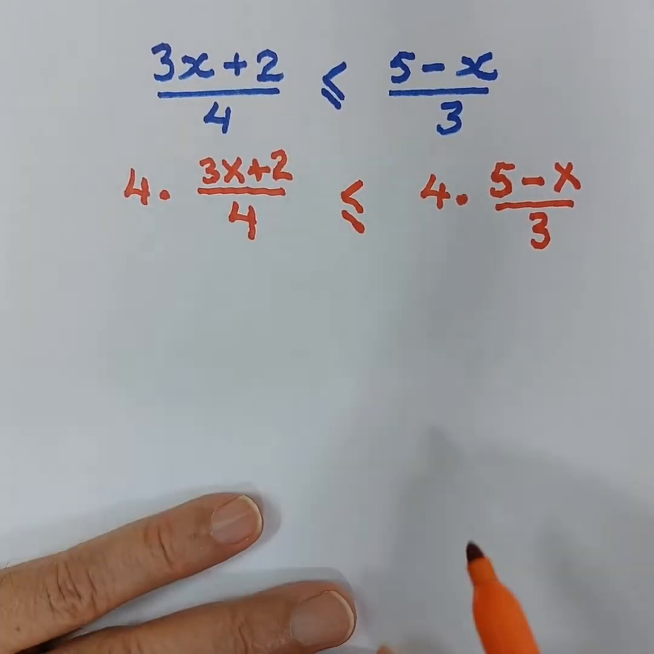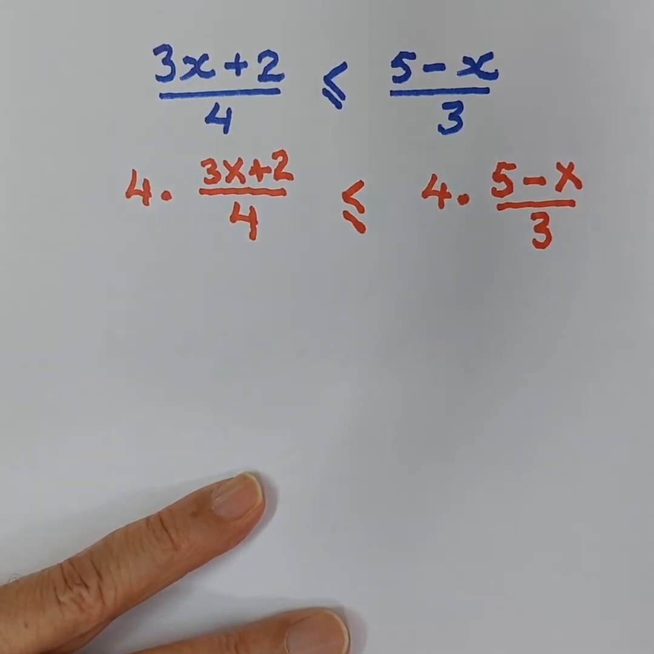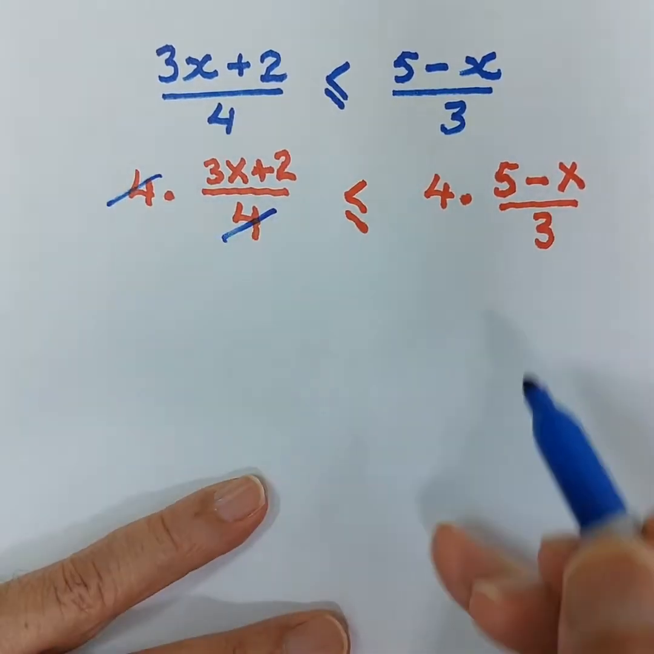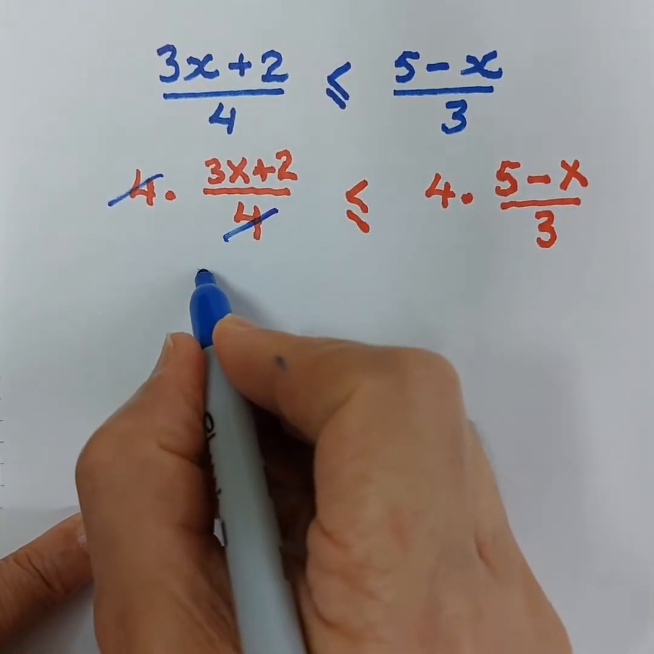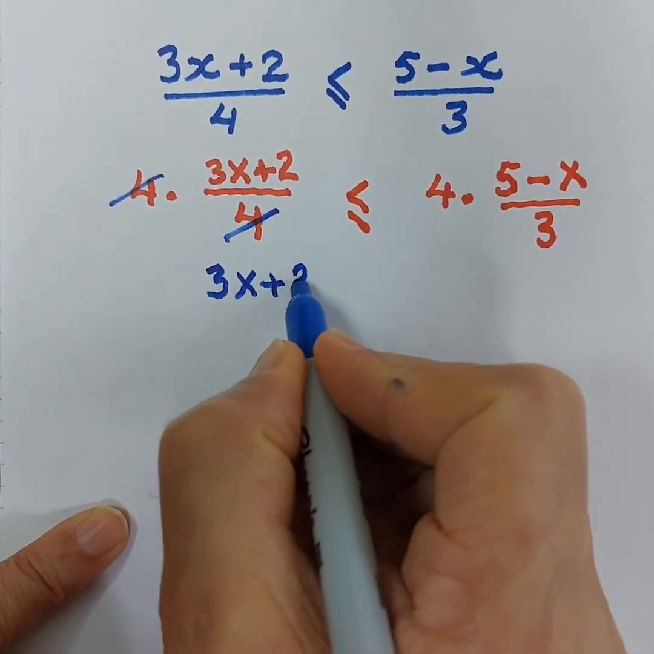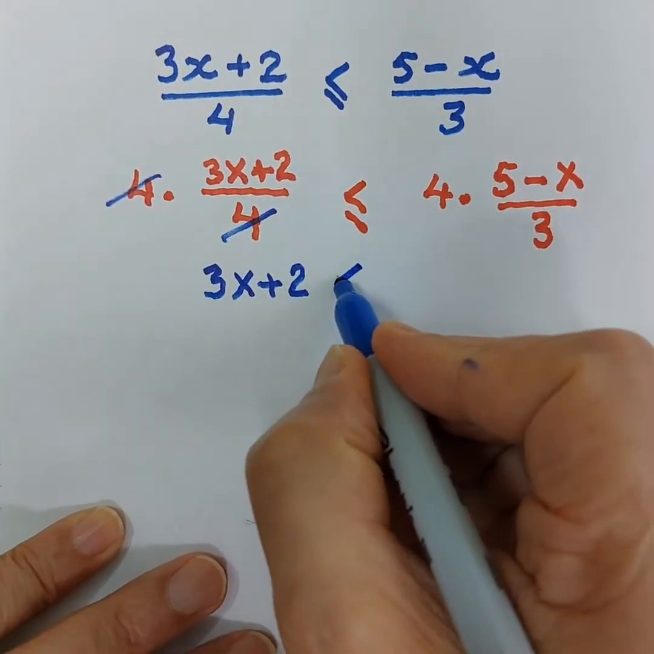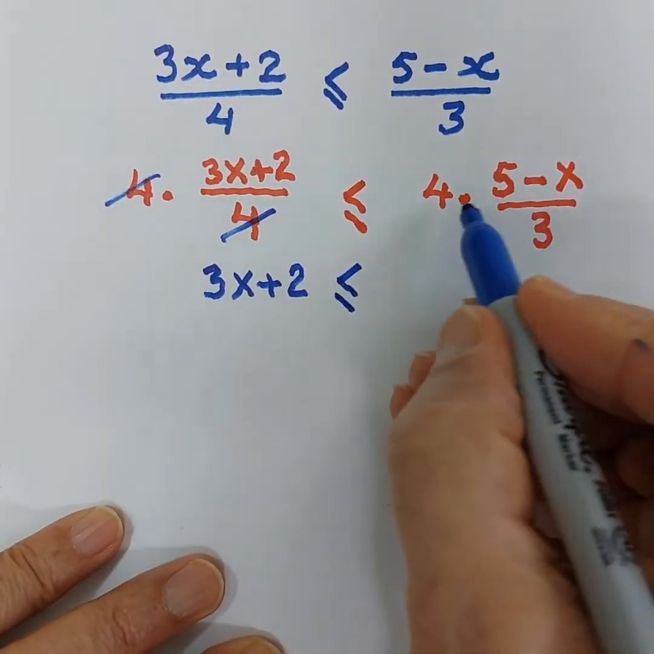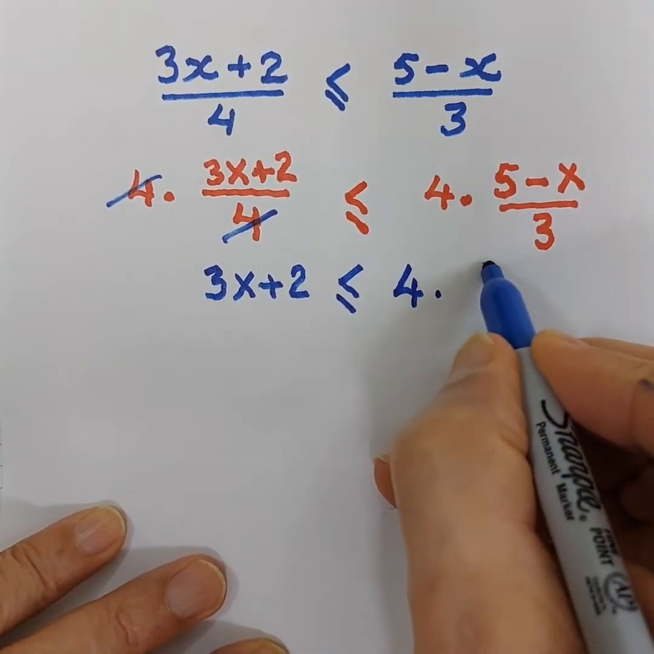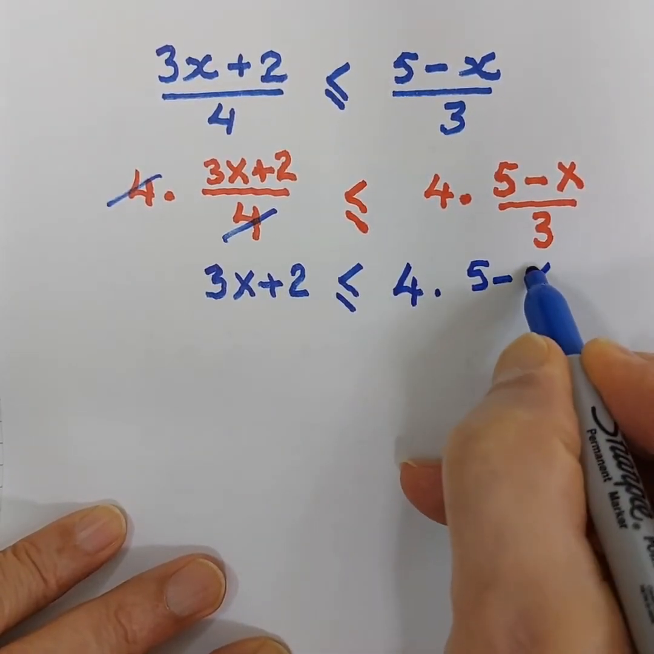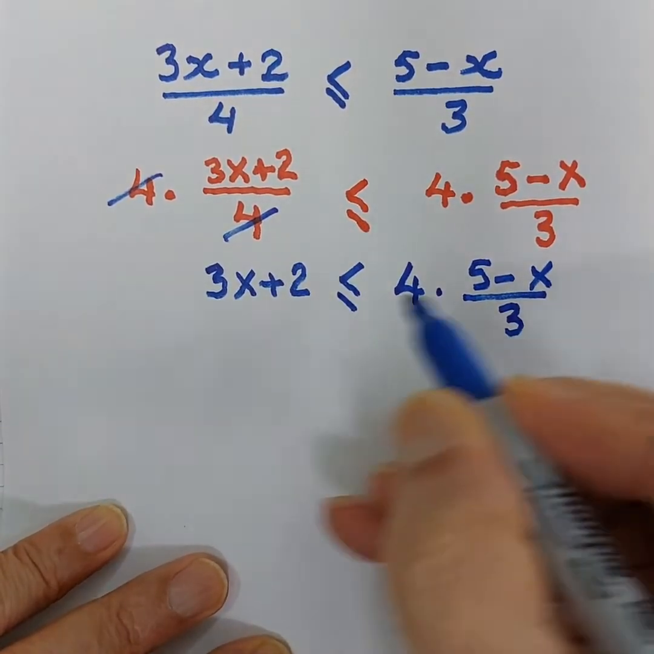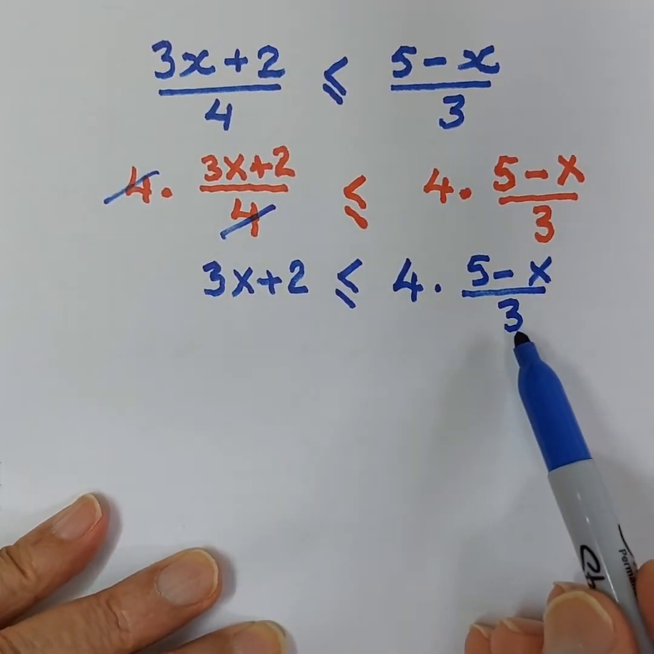Okay, so we have cancellation now. This cancellation, 4 with 4, and we got 3x plus 2 on this side. Still, on the other side, we don't need to write the answer, just write it as it appears here, because we will do the same thing but just multiplying by the number 3.